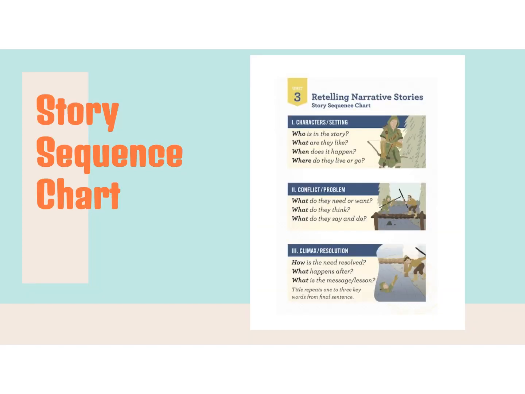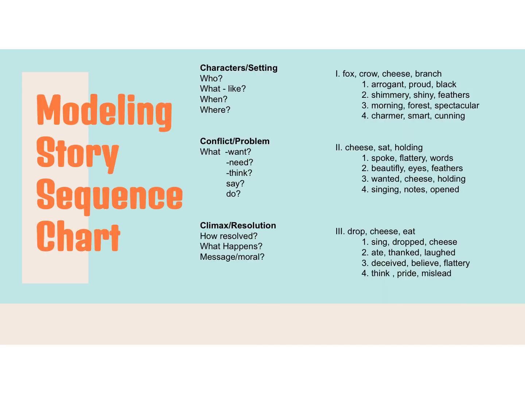Okay, in this unit, students will be using the story sequence chart. This story sequence chart has 3 parts. The first part is character setting. The second part is conflict problem. And the third part is climax resolution. And these will actually make up the 3 paragraphs for retelling a narrative story that the students are going to be writing. So here is what a keyword outline might look like using the modeling story sequence chart.